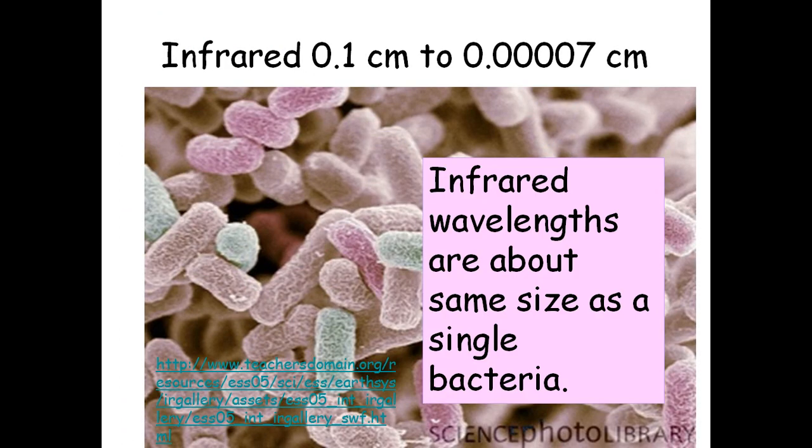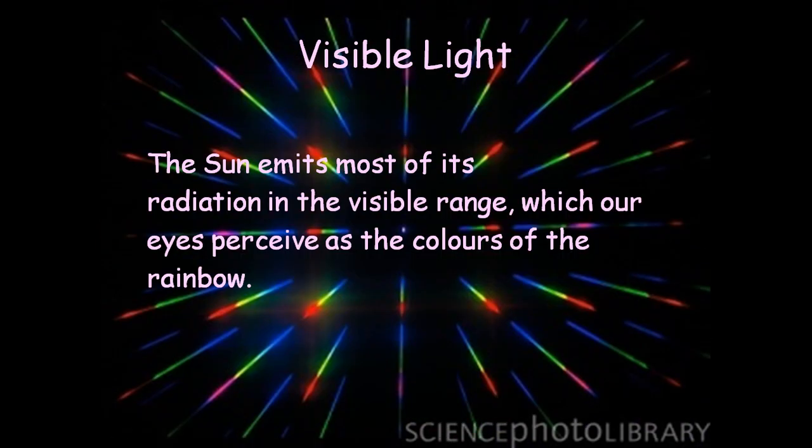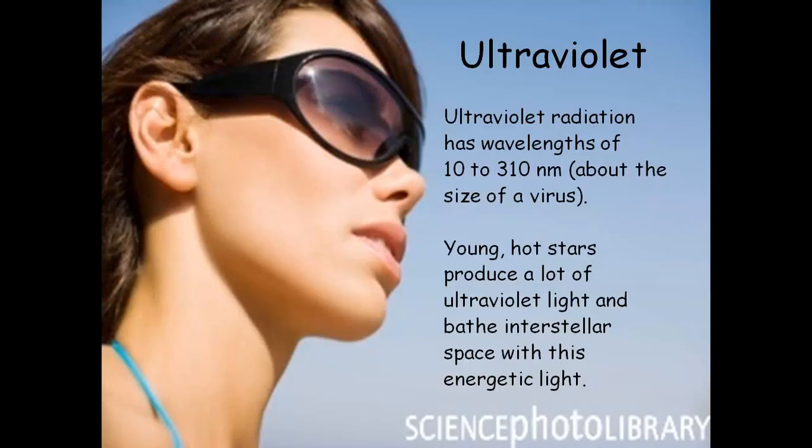The wavelength of infrared rays is 0.1 centimeter to 0.0007 centimeter. The size will be similar to a single bacterium. Visible light covers the range of wavelengths from 400 to 700 nanometer. Our eyes are sensitive only to this small portion of the electromagnetic spectrum. The Sun emits most of its radiation in the visible range, which our eyes perceive as the colors of the rainbow.